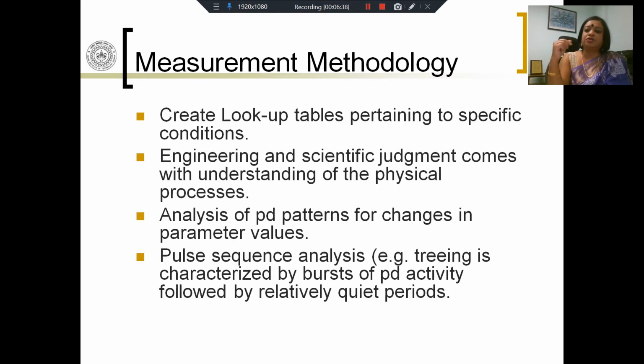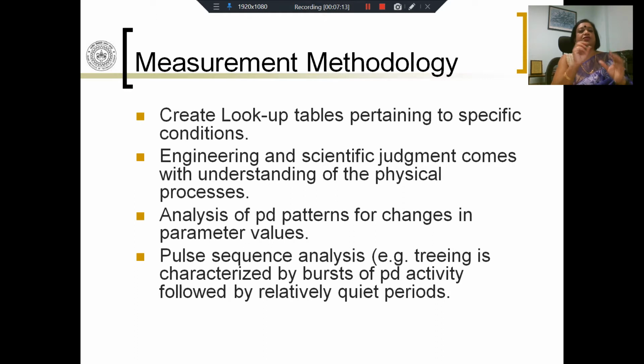So what we are trying to do is characterize the discharge in all ways possible. Once we have done that, we need to create lookup tables pertaining to specific conditions. So we perform a very large number of experiments where we introduce known discharges, and we characterize the signature corresponding to these discharges. Let's say corona in air, corona in a metal dielectric void, and so on and so forth.